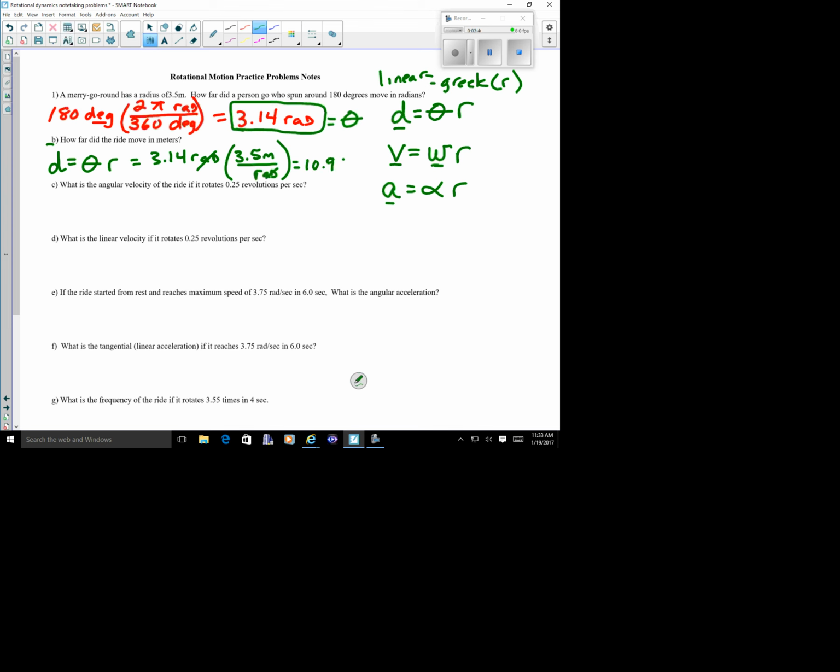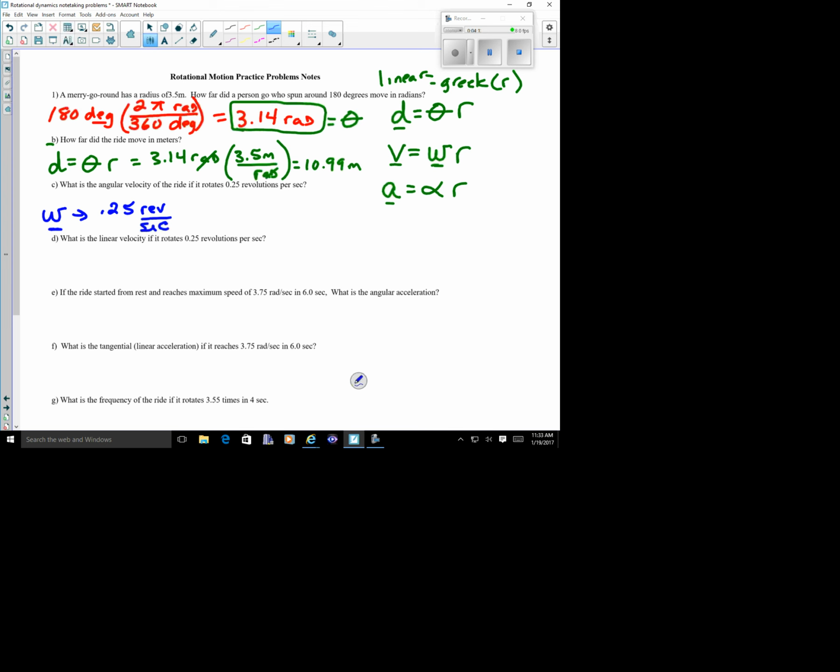Now let's go to part C. Part C, once again, we can use everything from part 1A and B. Part C says, what's the angular velocity of the ride if it rotates 0.25 revolutions per second? Well, angular velocity is omega. And in order to find omega, it just simply says 0.25 revolutions per second. So let's just use the conversion factor for this. Well, omega is measured in radians per second.